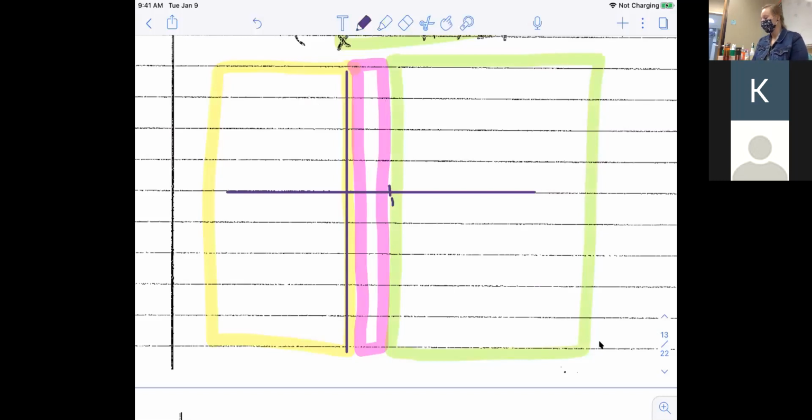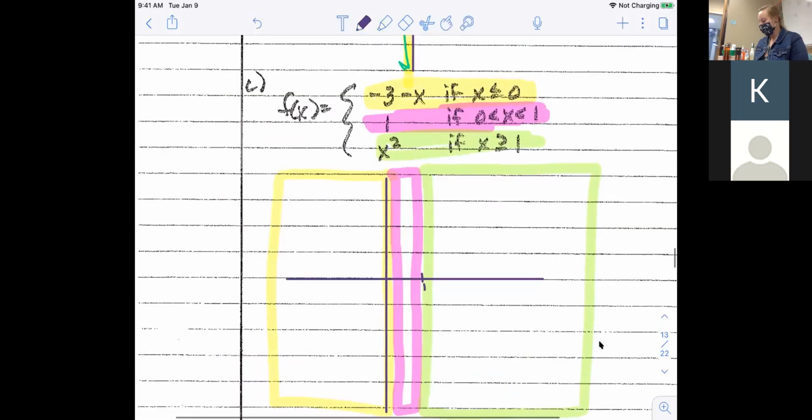Okay. So let's take it one piece at a time. Let's do the yellow box first. It says in the yellow box, we're graphing -3 minus x. What's that going to look like? A line. That's all I'm looking for. A line. Good, Grace. A line. So I'm going to draw a line.